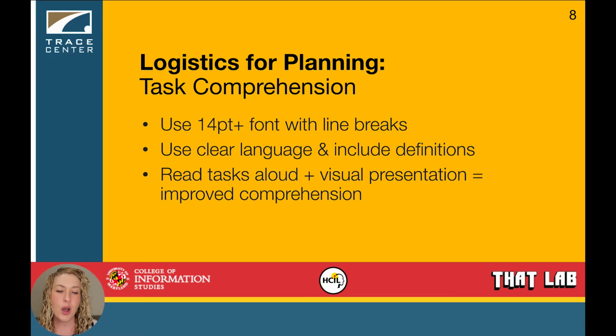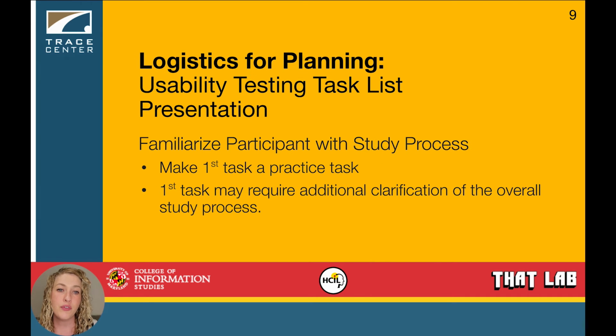Refine tasks for comprehension to get the scenario, format, and wording right. Double space your tasks in a larger font and include word definitions. Reading tasks aloud can help with comprehension. While making the first task a practice task is a best practice for usability tests, it's especially critical when involving people with dementia. Spend extra time clarifying the study process.